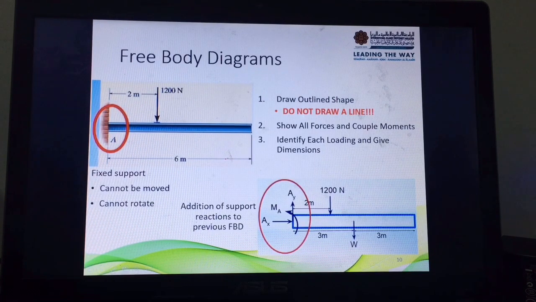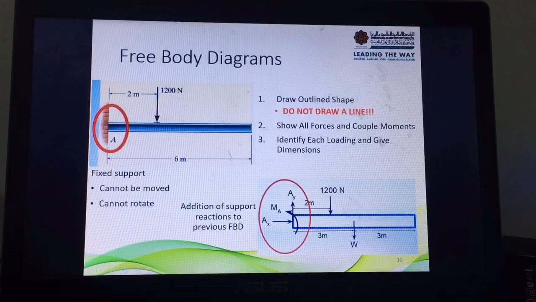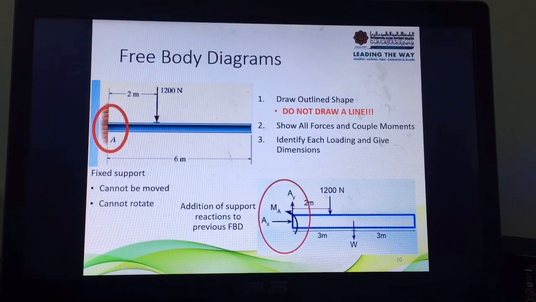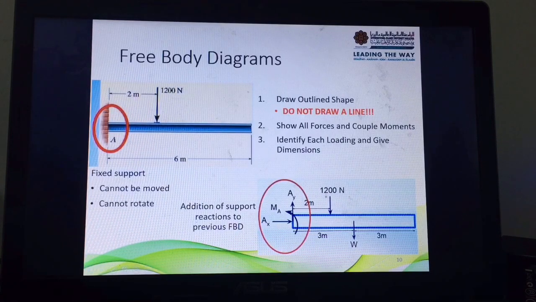So what we have to do is first draw the outline shape. So this is the outline shape. You see the blue one here. Okay, this is the outline shape. So don't just simply draw a line. It's not enough. Sometimes it's misleading. So better to draw the outline shape. What it means is that we draw the outer line, the outer body. All right. And then after we draw the outline shape, then we show all forces and couple moments.